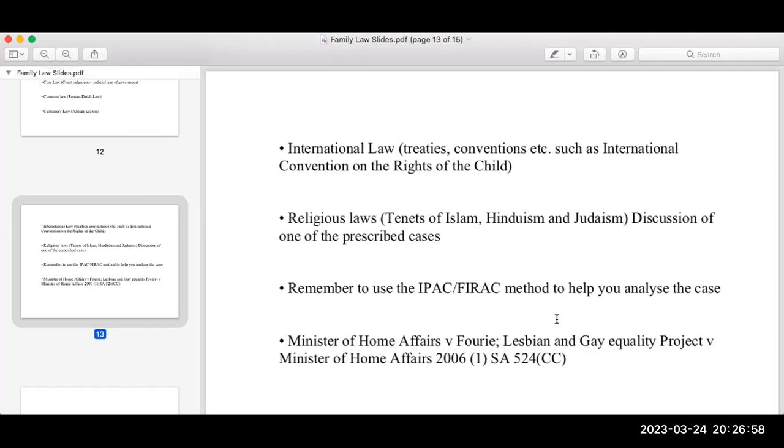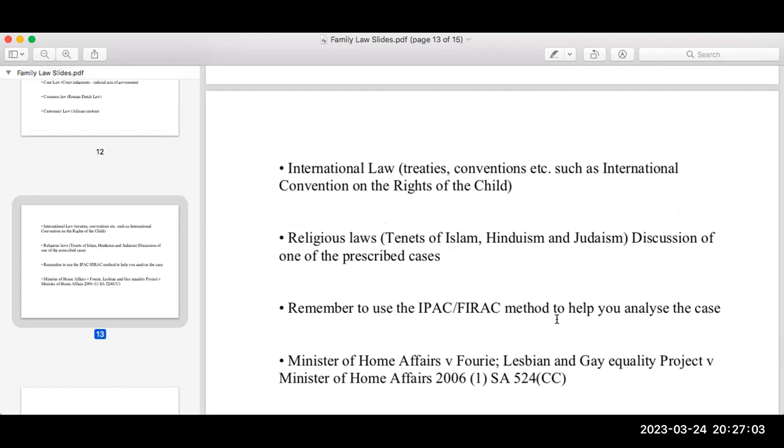Before I get on to how to summarize the cases, you can, as homework, summarize that case for me. I'll show you how. Okay, no questions. So let's move on to how to summarize the case before we end for today.